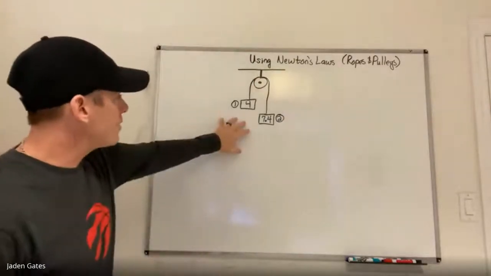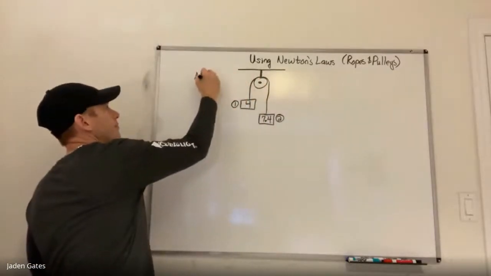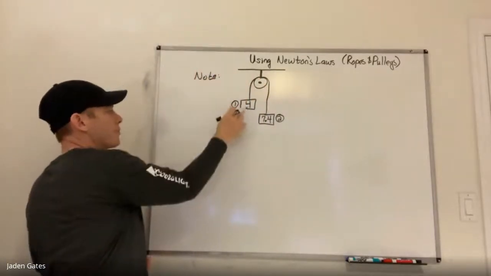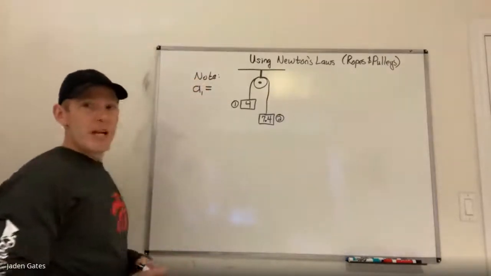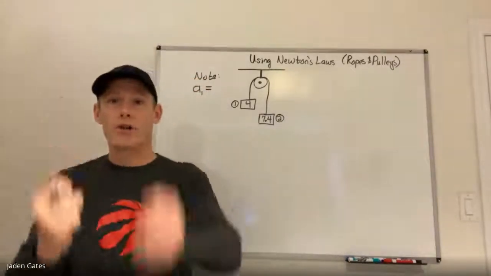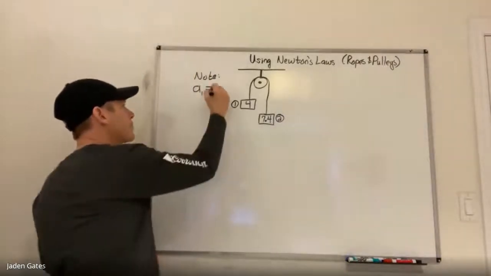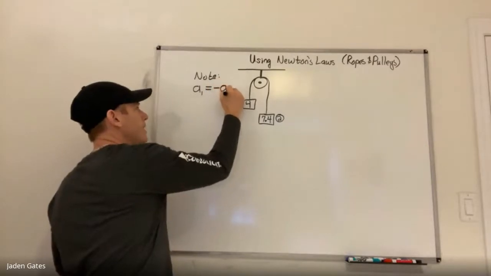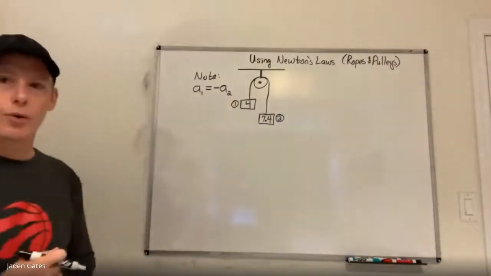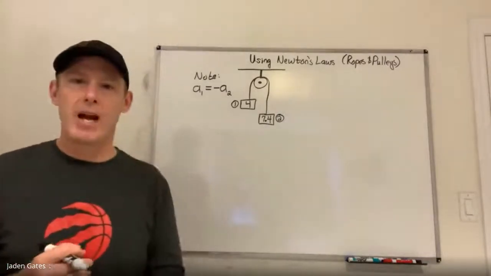Because of that, I'm going to note here that if I look at object 1, its acceleration and the acceleration of object 2 are going to be equal in magnitude because they're moving at the same rate. If one's going up and one's going down, they move at the same rate but in opposite directions. So my A1 is equal to negative A2, because they're in opposite directions, but equal in magnitude.